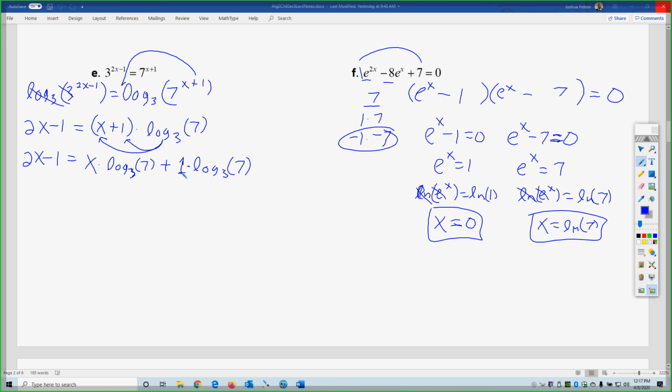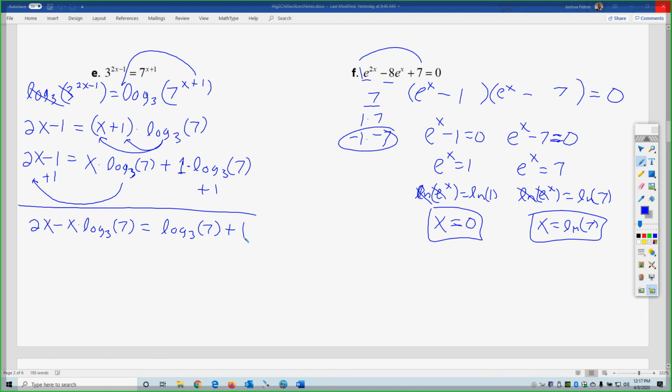Okay, so we need to move the x term to one side and the non-x terms to the other. So I'm going to subtract that to the side. So if I do that, I get 2x minus x times log base 3 of 7 equals, the 1 went over, so that's log base 3 of 7 plus 1. You can't add the 1 to the 7, because order of operations in this case, the log would come first, plus 7 and 1 are not like terms, because it's not 7, it's log of 7. Okay, so I can factor out an x, which is 2 minus log base 3 of 7 equals log base 3 of 7 plus 1.